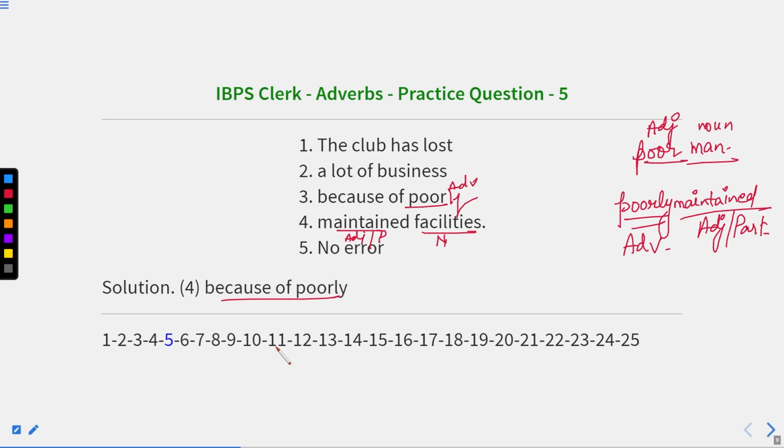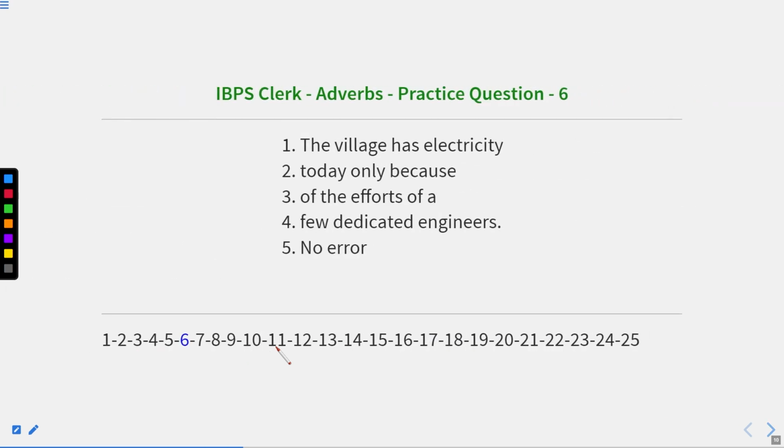Now let us move to the next one, that is question number 6. The village has electricity today only because of the efforts of a few dedicated engineers. Now, a few dedicated engineers. The village has electricity. This part is correct. Today only because of what? The efforts of a few dedicated engineers. So I feel the entire sentence is correct. There is no error at all. Therefore, the error is none, and the answer is no error. That means the entire sentence is absolutely correct. Therefore, our answer is 5th, that is no error.